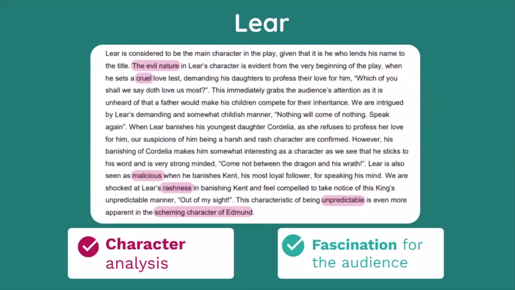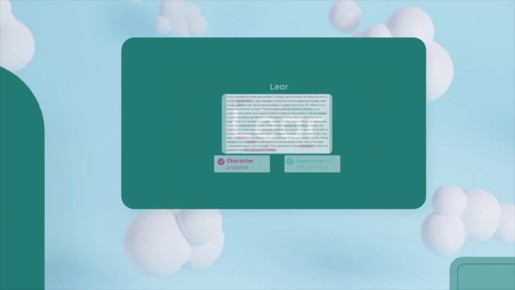And then the fascination for the audience, it's dotted throughout the paragraph as well. So it grabs the audience attention, that we're intrigued. Our suspicions of him being harsh and rash are confirmed. He's somewhat interesting. We are shocked at his rashness. So again, it's not just saying that he is rash, but we're then saying that we as an audience are shocked by this. And that brings in that level of audience participation as well, and audience kind of engagement.